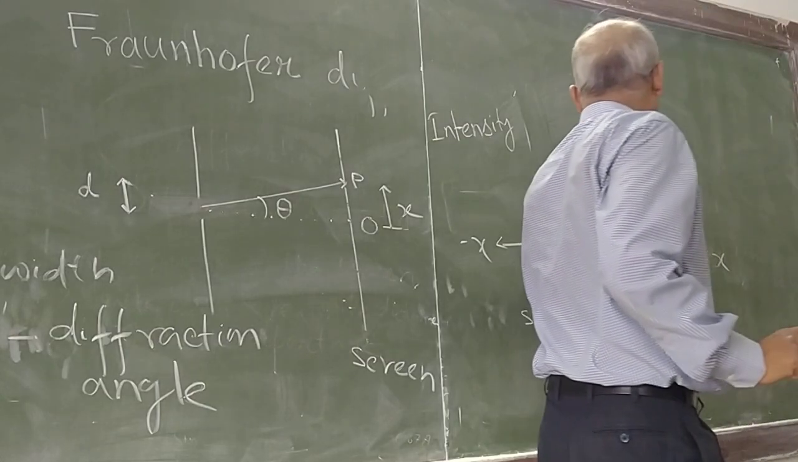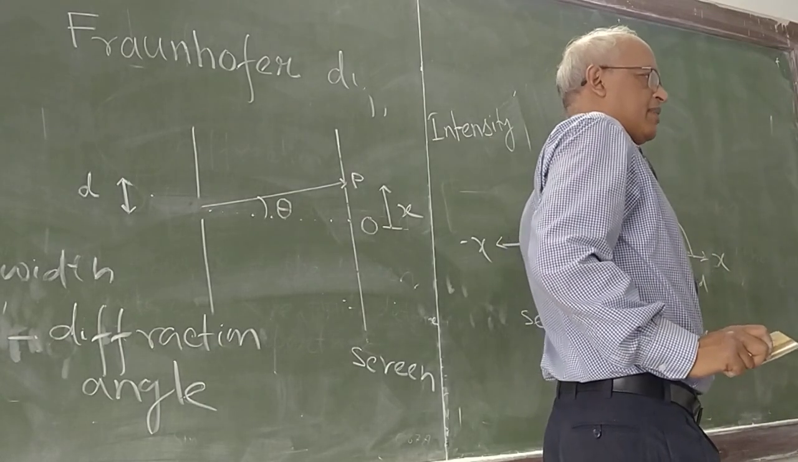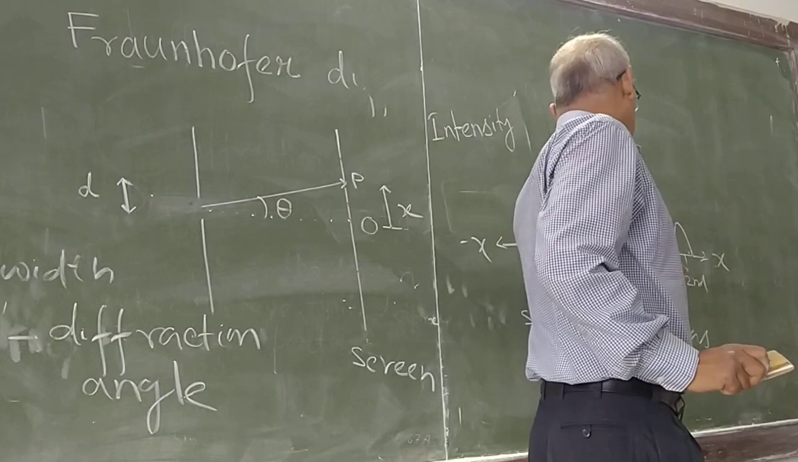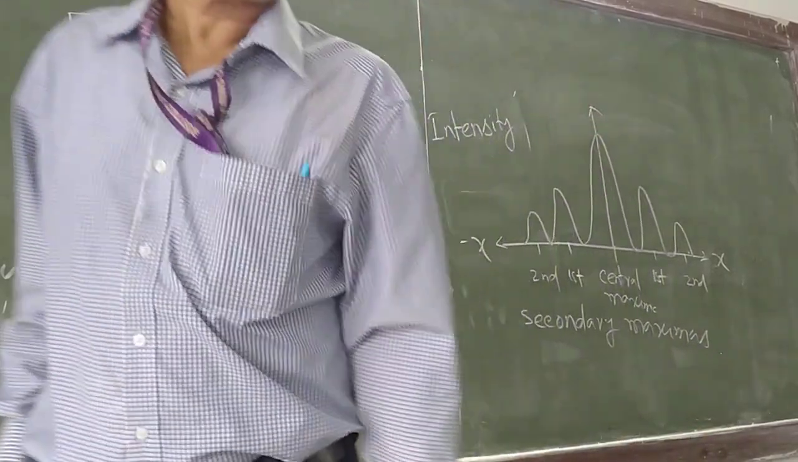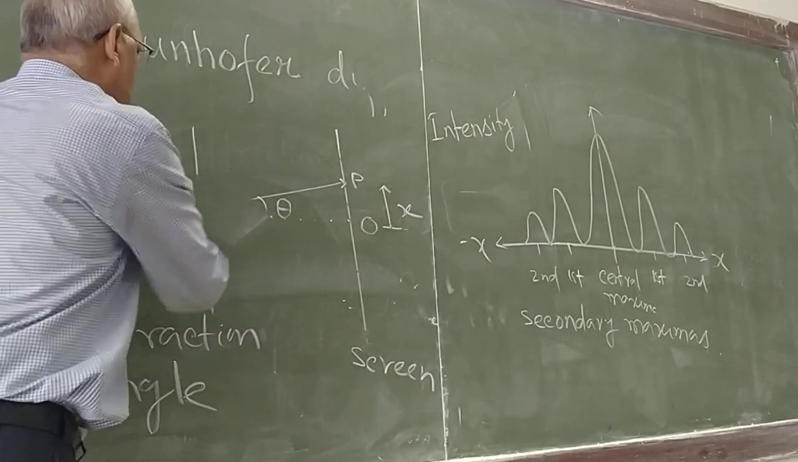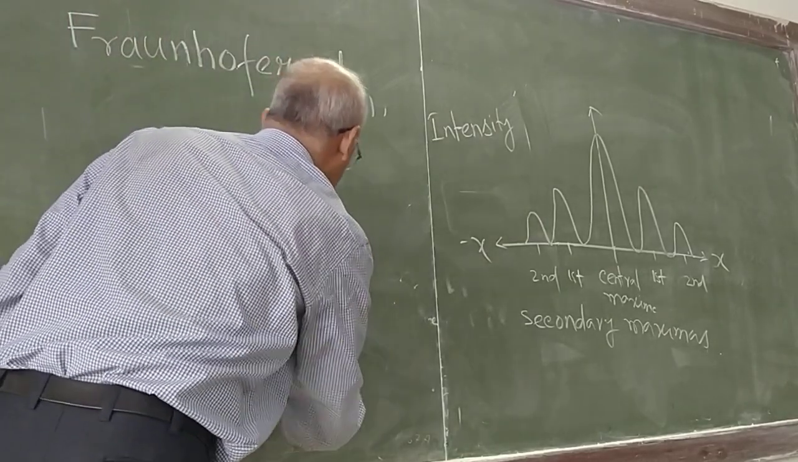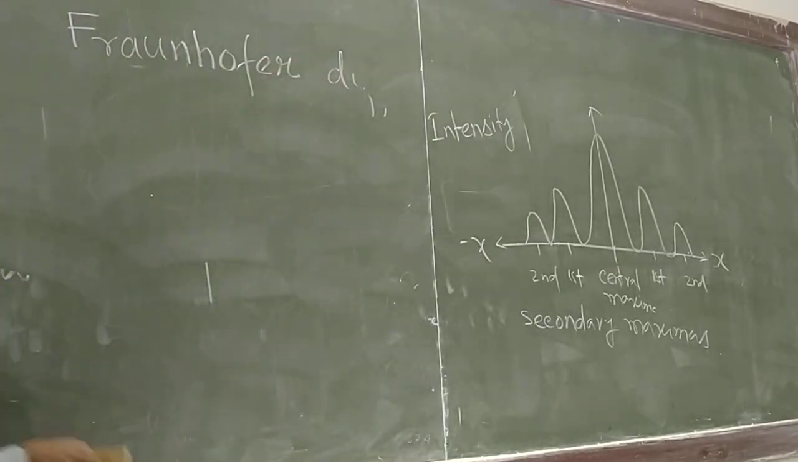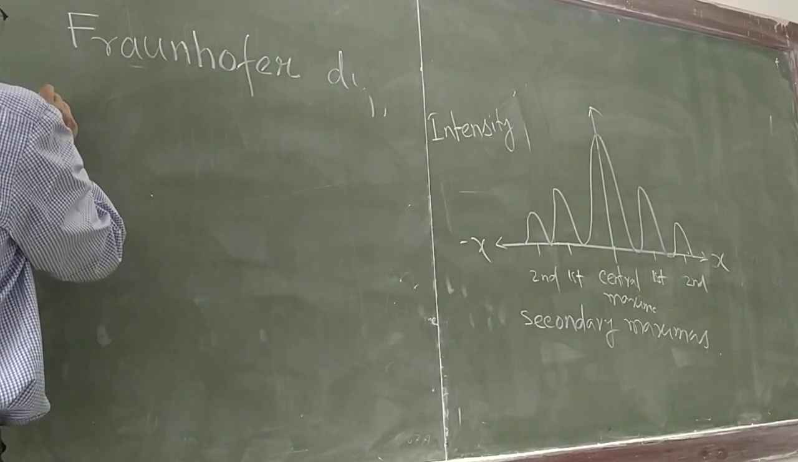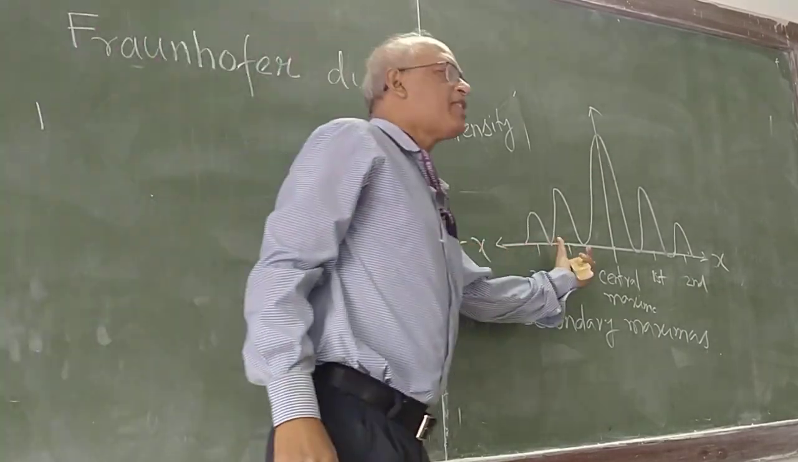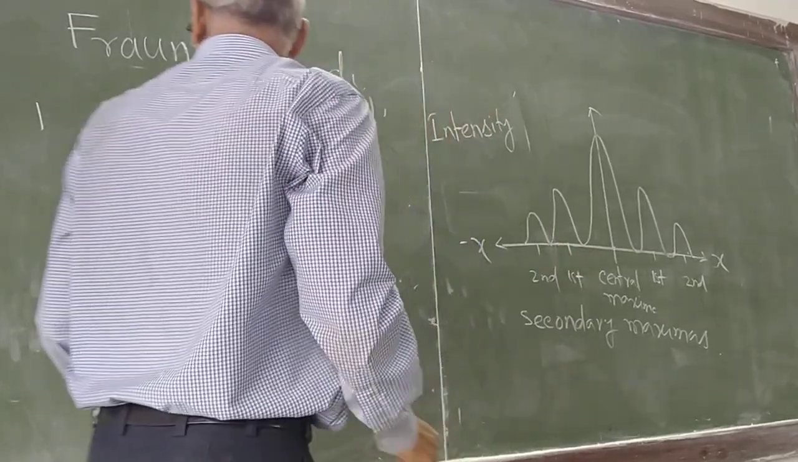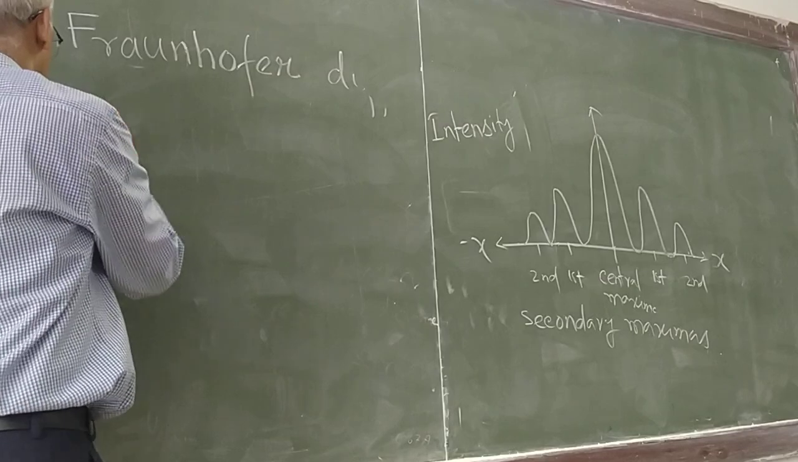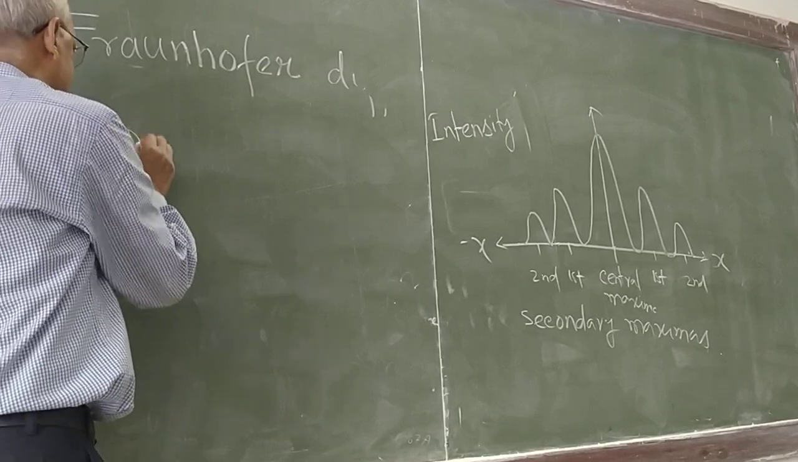Actually, the distances here are the same distance. If this is x1, this is minus x2. Okay, now what are the properties of this? Okay, this is called the fringe pattern or diffraction pattern, the intensity pattern, right? So what are the properties? The diffraction pattern of a single slit.